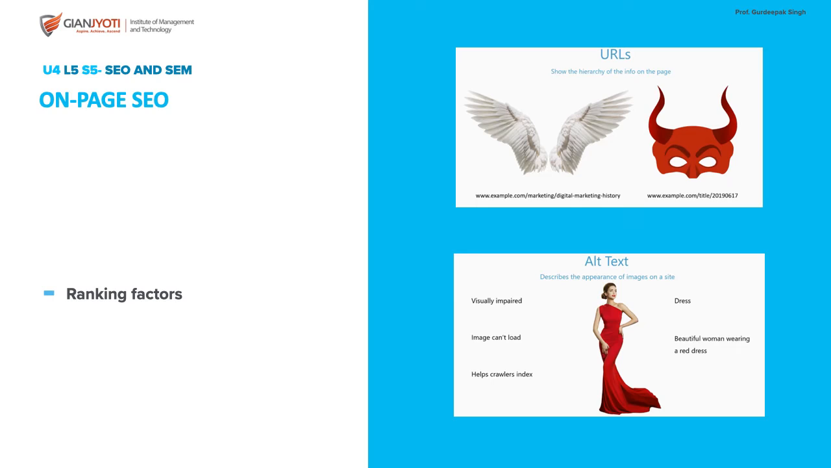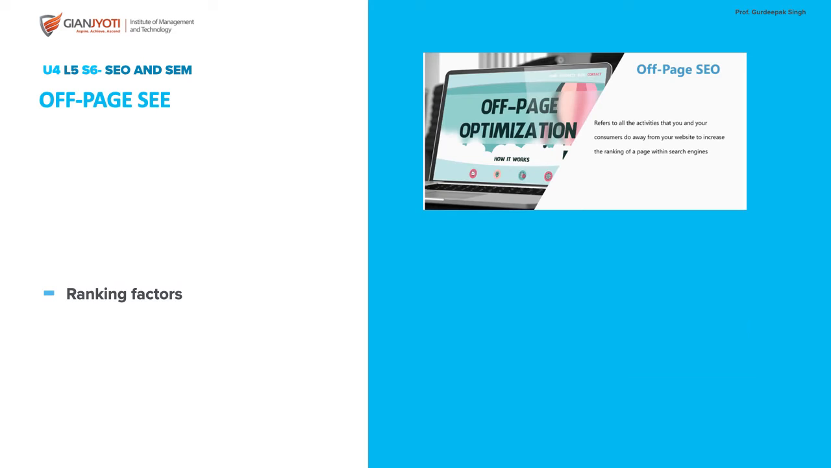An example: you see this picture, right? That is the image, and you want to give the alt text. A poor way is "dress". If I can't see the image, I am not able to visualize it. Whereas if I write the alternate text as "beautiful woman wearing a red dress", that explains the image in a better way. So that is a simple example.